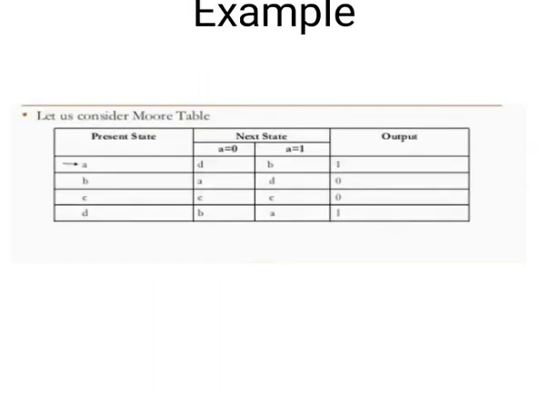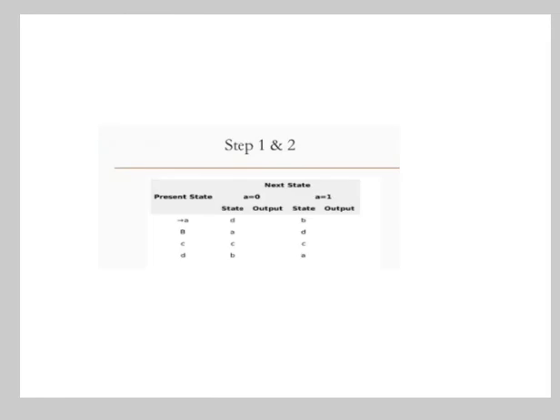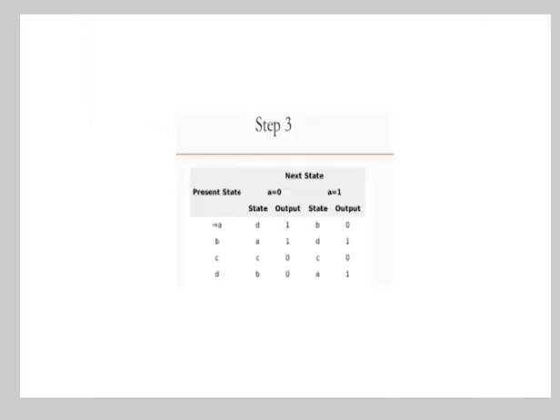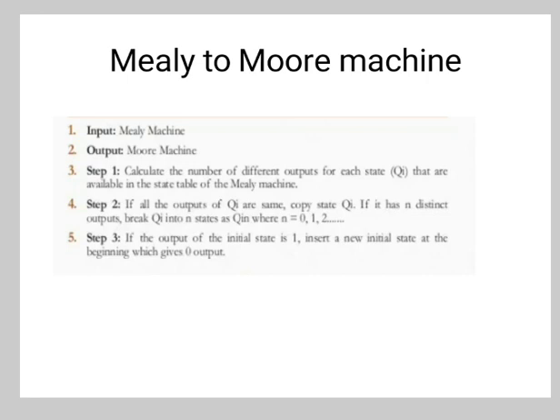Here one example is considered. So consider a Moore table. Here the present states are A, B, C, D. Next states for input equal to 0 and equal to 1 are given, and outputs are according to that. Output can be found out. So steps 1 and 2 are given here for the present state and next state, and this is the third step for the present state and next state.